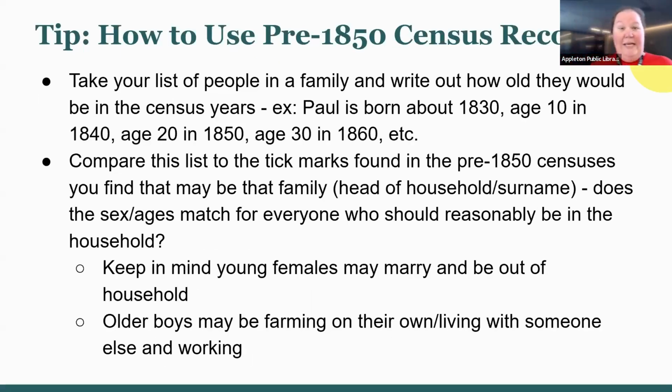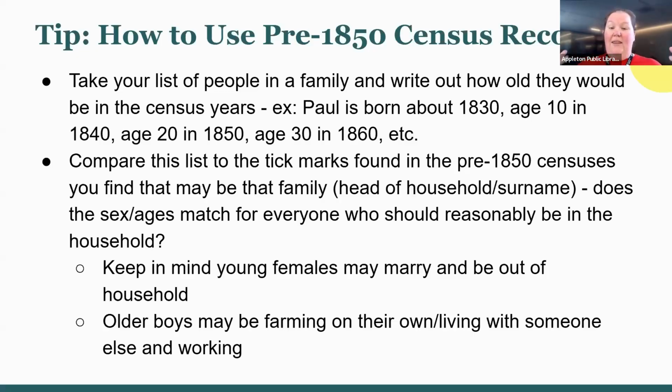I also have a little tip on how to use these pre-1850 censuses. So I take a list of all the people in my family that I'm searching, and I write out how old they would be in that census year. So for example, Paul is part of the family. He's born in about 1830. He's going to be age 10 in 1840 if I'm looking in the 1840 census. He's going to be age 20 in the 1850 census, age 30 in 1860, et cetera. Write down a little list of everybody and do that for those years. And then I use that list to compare it to the tick marks that I find in those pre-1850 censuses.